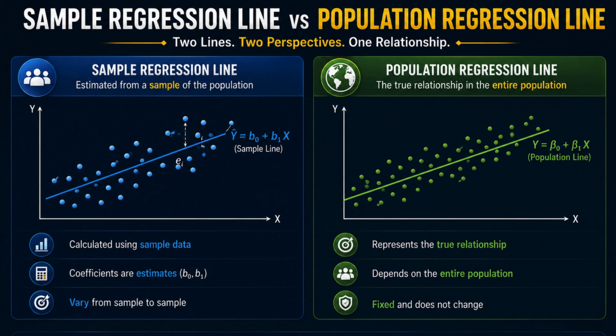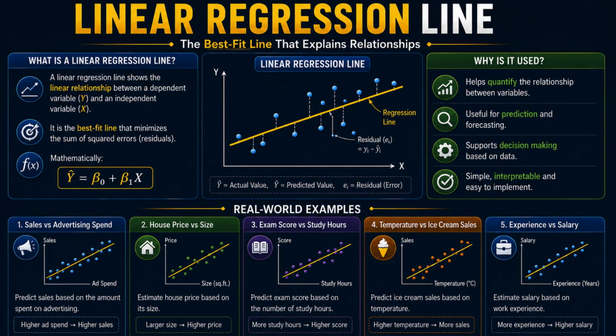The population regression line, on the other hand, represents the true relationship for the entire population. Since we rarely have data for every observation, this true line remains unknown. Our objective in econometrics is to use the sample regression line to estimate the population regression line as accurately as possible. A simple way to remember this for interviews is that the population regression line represents the truth, while the sample regression line is our best estimate of that truth. If the sample is good and representative, the estimated regression line will be very close to the actual population regression line. From here, the discussion naturally moves to linear regression itself.